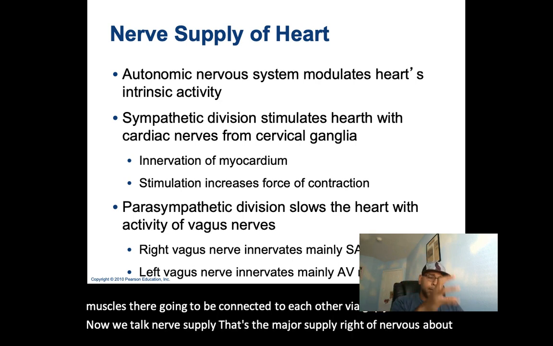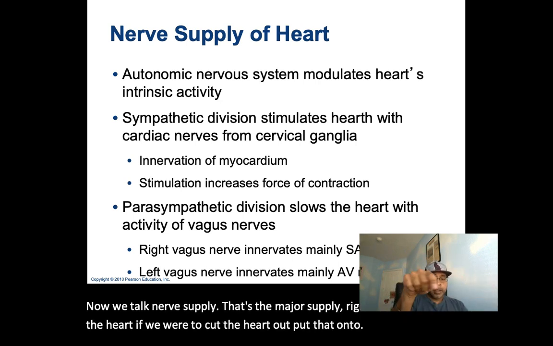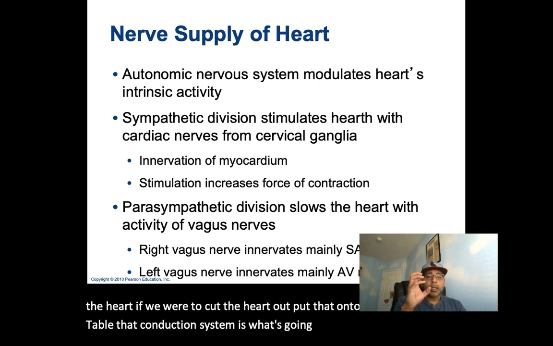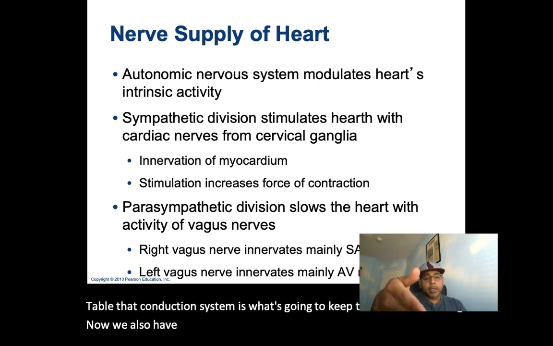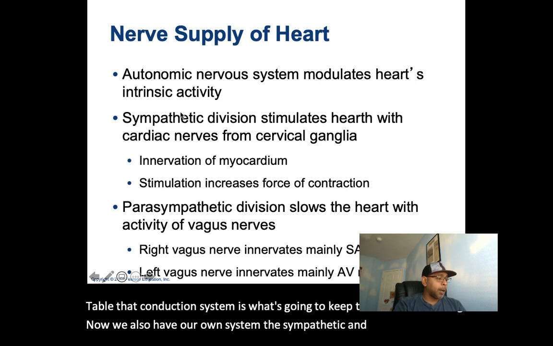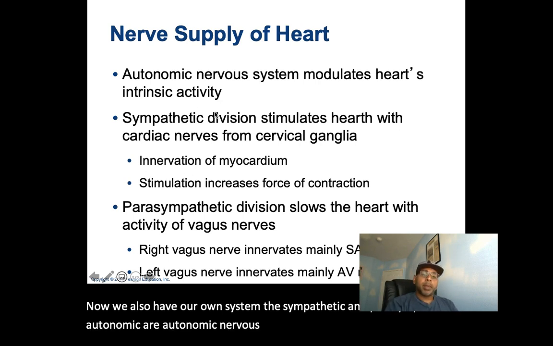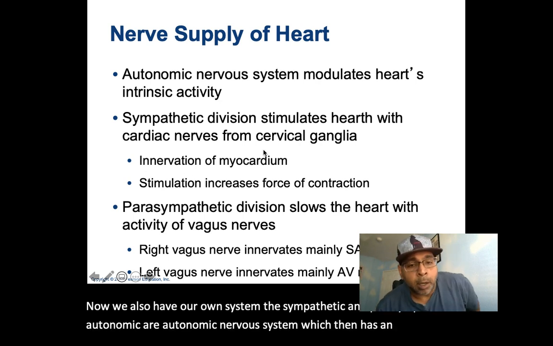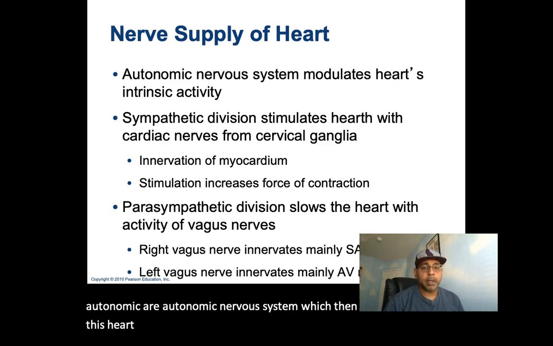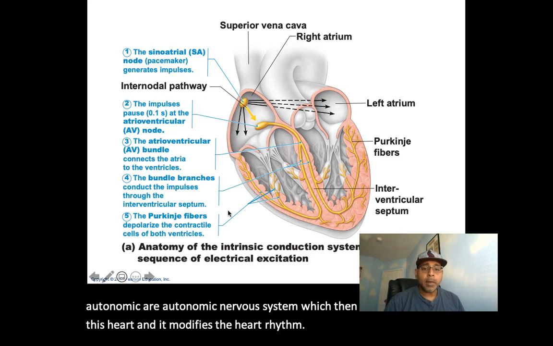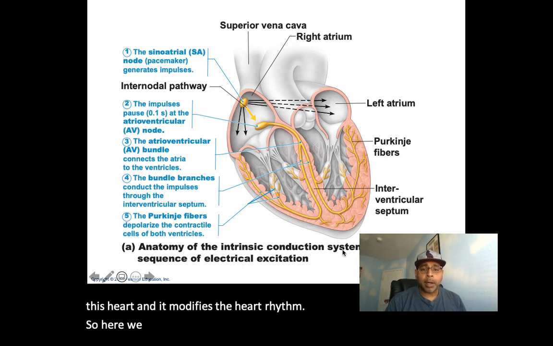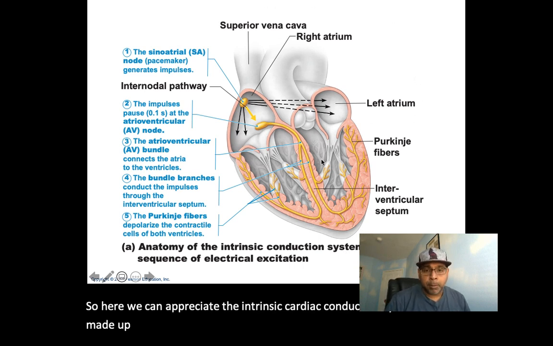If we were to cut the heart out and put it onto the table, that conduction system is what's going to keep the heart contracting. Now we also have our own system, the sympathetic and parasympathetic, our autonomic nervous system, which has an influence on this heart and modifies the heart rhythm. So here we can appreciate the intrinsic cardiac conduction system. It's made up of a few components, we'll go through them.